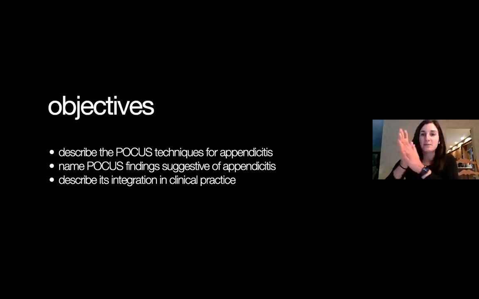In terms of the objective, today I want us to go over the 3 different techniques of finding the appendix for the diagnosis of appendicitis. Try to name some of the POCUS findings that are suggestive that your patient actually has appendicitis. And also try to describe how you integrate that in your practice. Because honestly, I don't do POCUS for all my patients with suspicion of appendicitis. I think it's a bit counterproductive. So when do you get your probe to try to diagnose it?